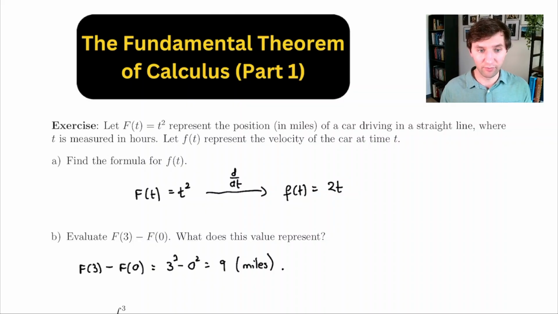What does this value represent? Capital F of 3 was the position of the car at the third hour. Capital F of 0 was the position of the car at the beginning of the trip. When I subtract these two values, I get the change in position of the car in the first 3 hours.